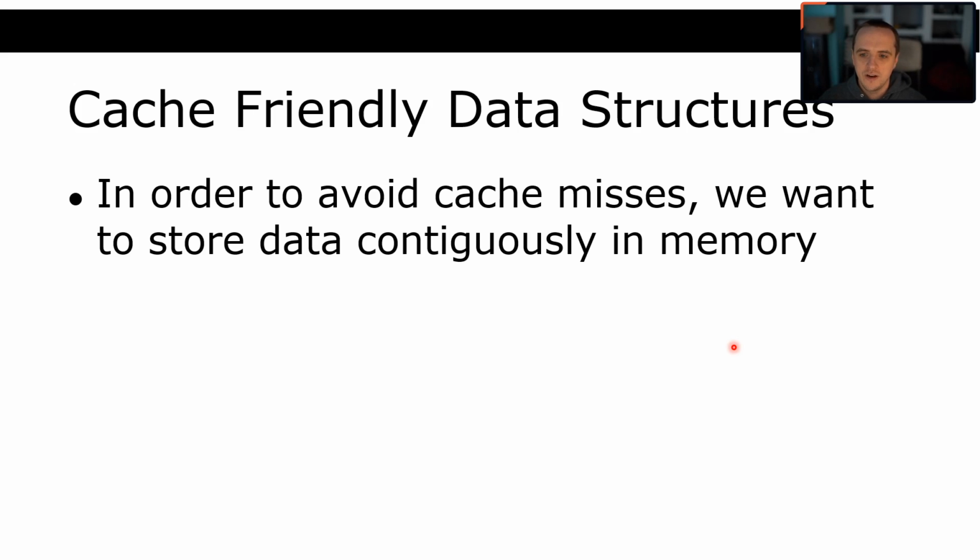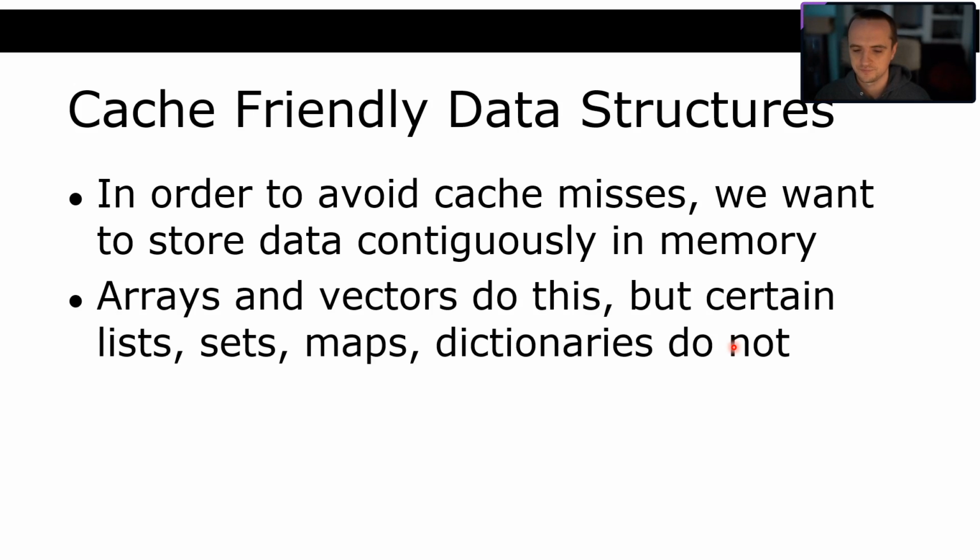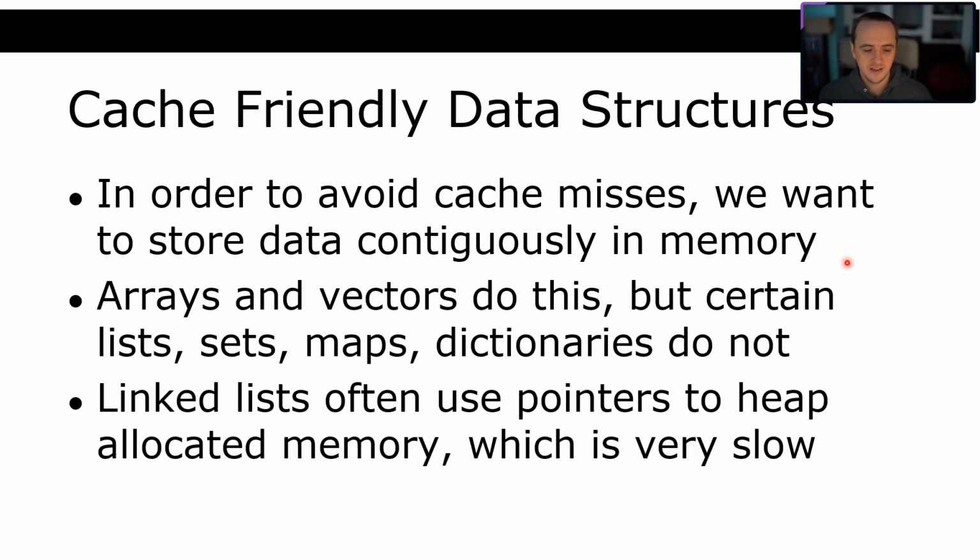So in order to avoid cache misses, we have to store data contiguously in memory. And again, contiguously means one right after another in the actual physical RAM itself. So arrays and vectors do this. By default, an array or a vector stores data contiguously. But lists, sets, maps, dictionaries, those may not store data contiguously whatsoever. So for example, linked lists often use pointers to heap allocated memory, which is very slow.